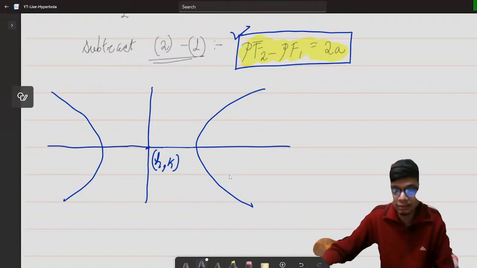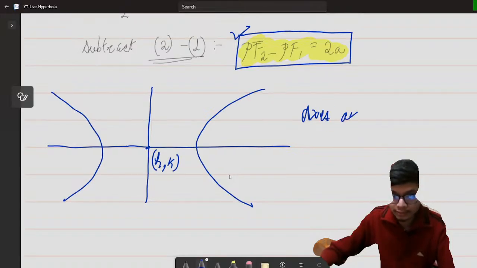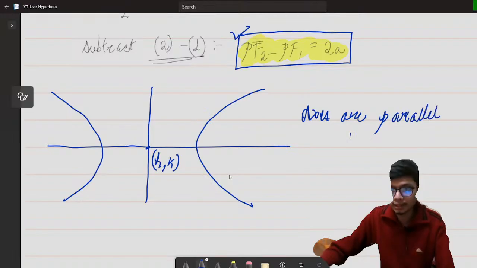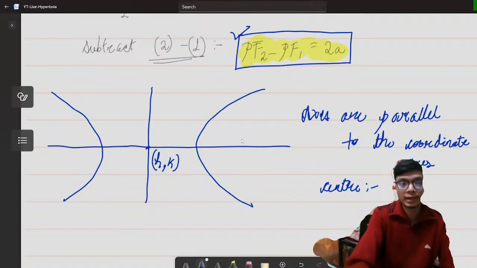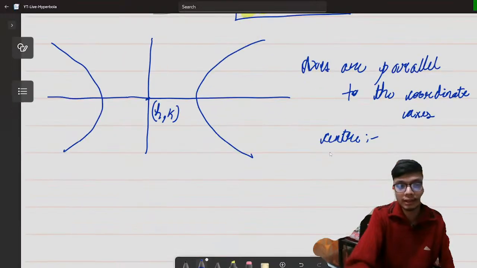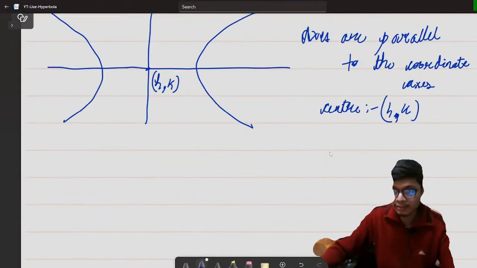In this case, the equation of such a shifted hyperbola whose axes are parallel, the very important thing is axes, the axes of the hyperbola are parallel to the coordinate axes, and the center is given at any arbitrary point (h, k). So just the center is shifted, the axes remain the same.